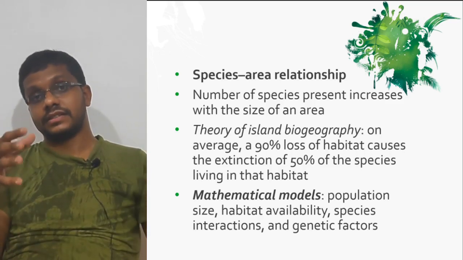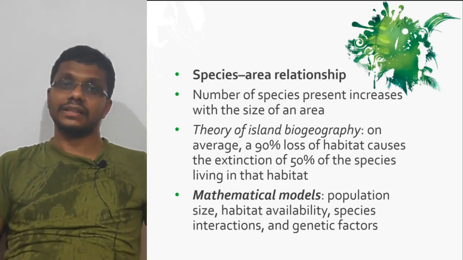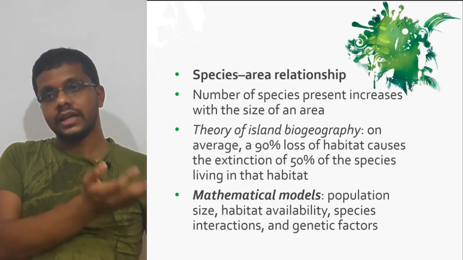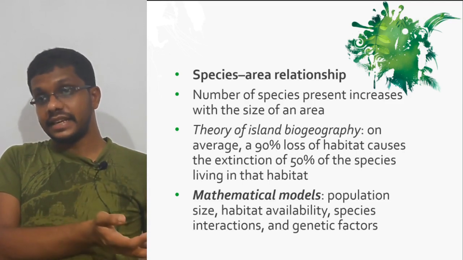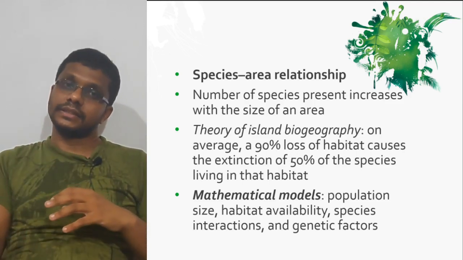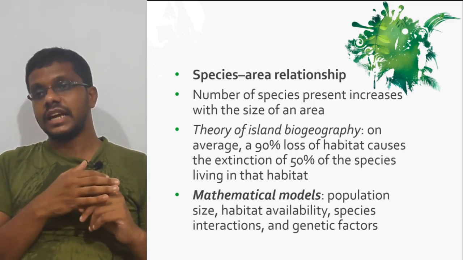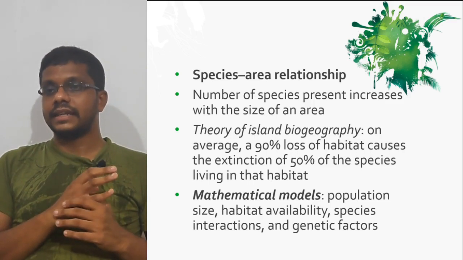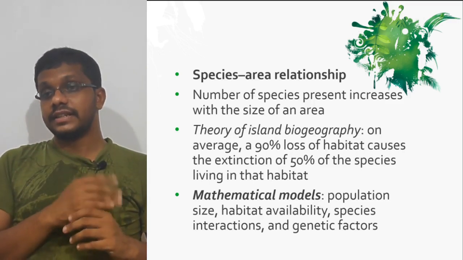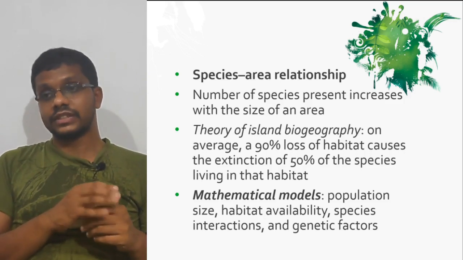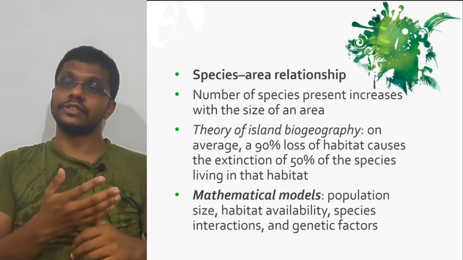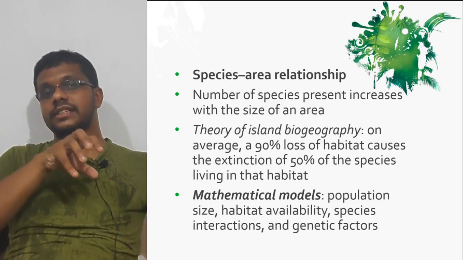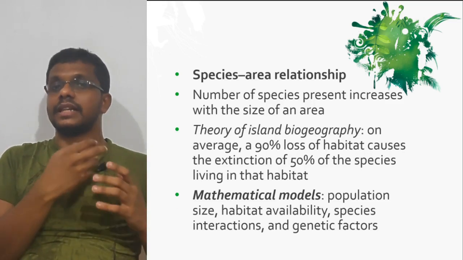If another habitat is enriched and it is expanding, the species diversity is going to increase. So there is a direct relationship between the available habitat, available area, and the species diversity and rate of extinction. And this leads to the theory of island biogeography. It says that on average, if we lose 90% of habitat, it will cause an extinction of 50% of species. So 90% of habitat loss leads to the extinction of 50% of species living in that habitat.